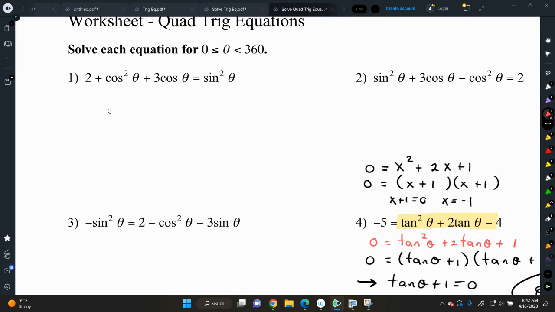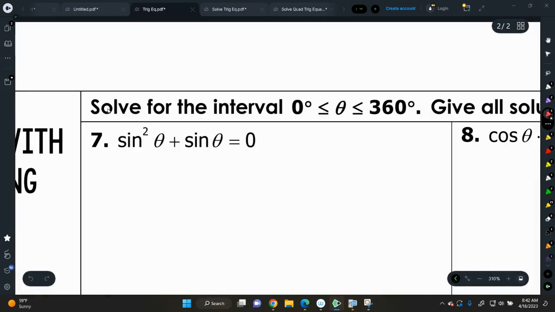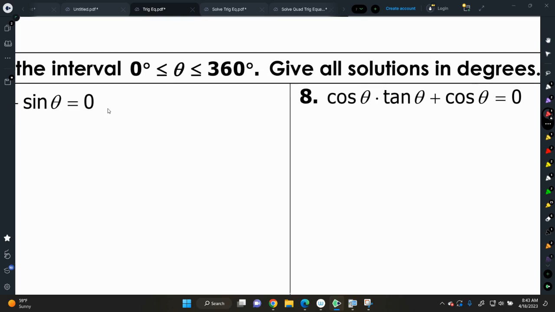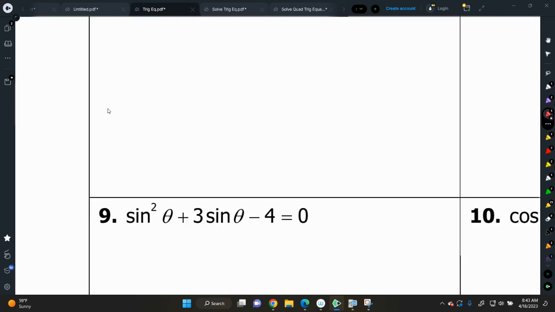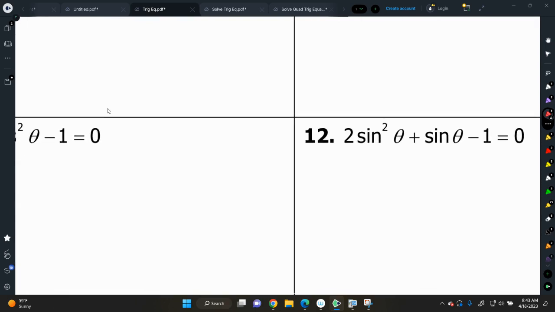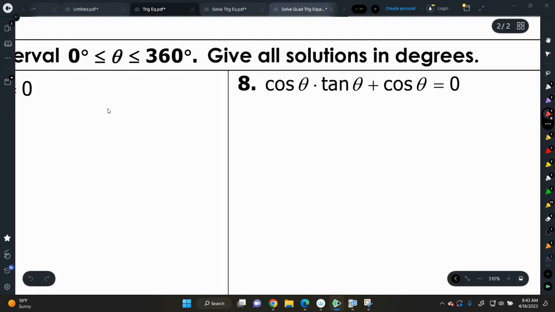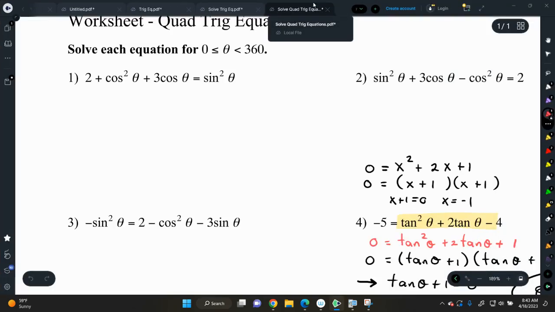Okay. Now, before I do that, let me just go back to this worksheet and look at number 1. I just said that this presents a problem because I have both cosine and sine in the equation.